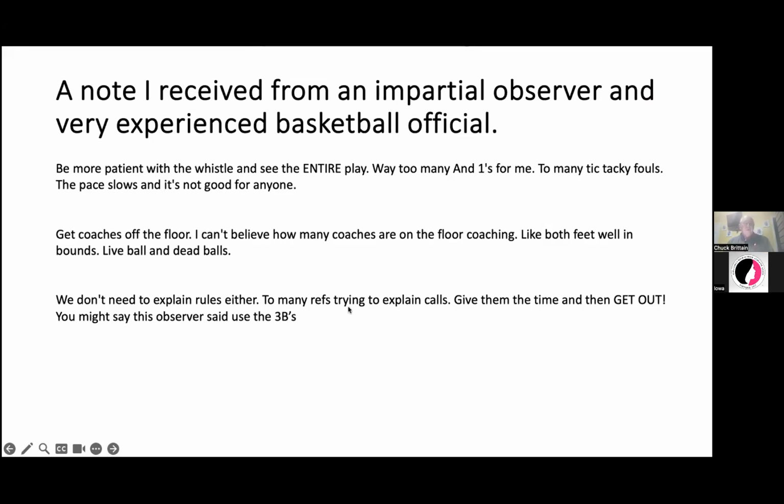We don't need to explain the rules. We're spending way too much time explaining things to all participants, and we don't need to do that. If you want to listen and respond, give them some time and then get out. Now, this observer said, give them the time that they need and then get out. You might say this observer said, use the 3 Bs. Be brief, be bright, and be gone. Do that. Officiate, listen, and then do the job that you're supposed to do.